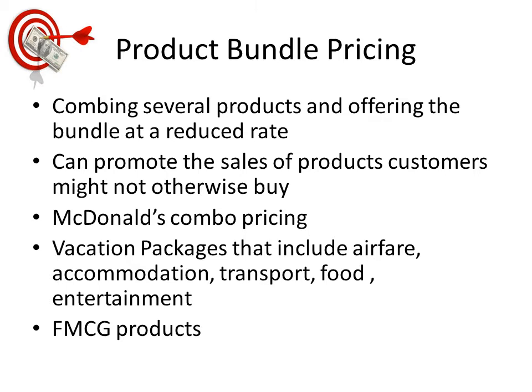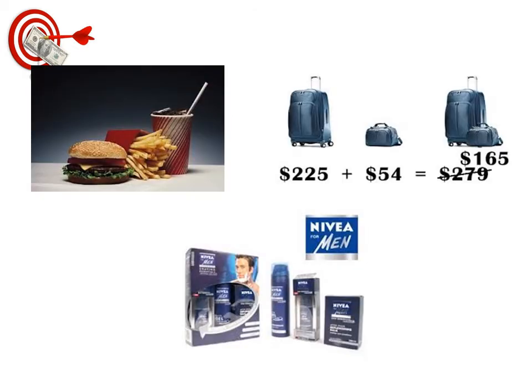McDonald's combo pricing would be a typical example where they offer the burger, probably French fries, a Coke, and a smoothie, let's say ice cream or something like that together, giving a price to it. A vacation package, if you were to buy, includes the airfare, accommodation, transport, food, etc. Or even in FMCG products, where an FMCG company can combine their soap and shampoo, bundle it together and give a new price to it. You can see some examples over here of how, when you buy the combination, you get it cheaper than if you were to buy each of the products separately.